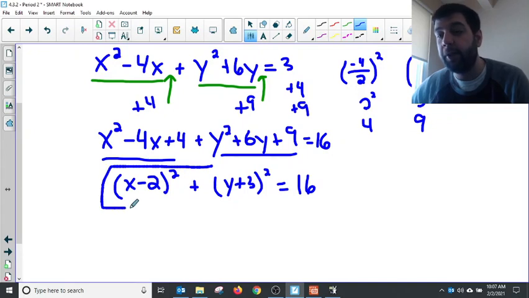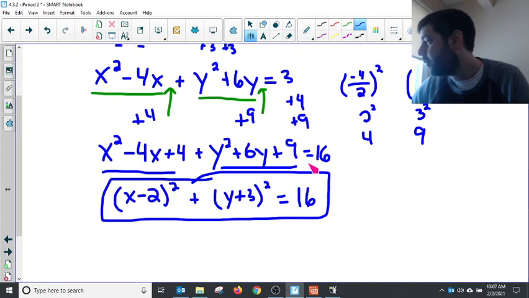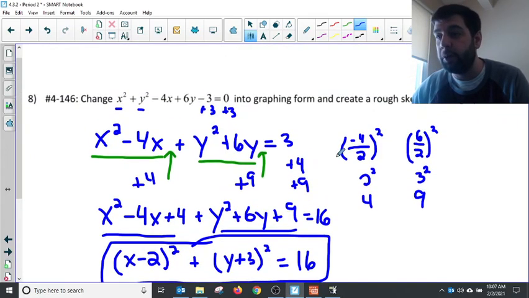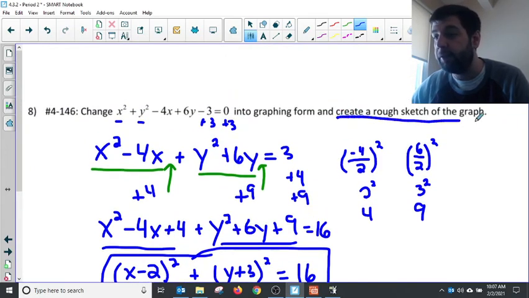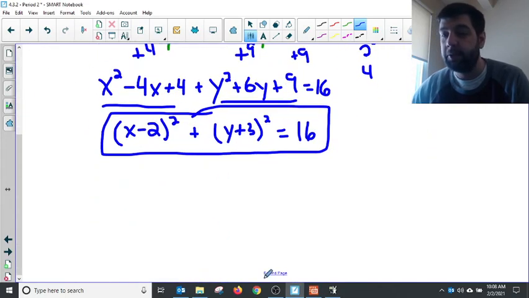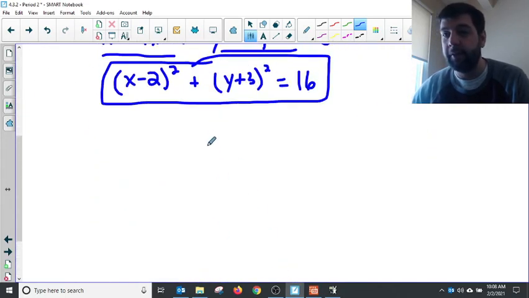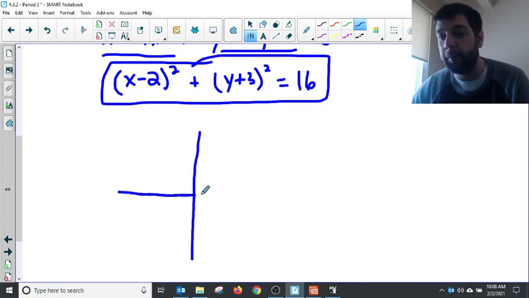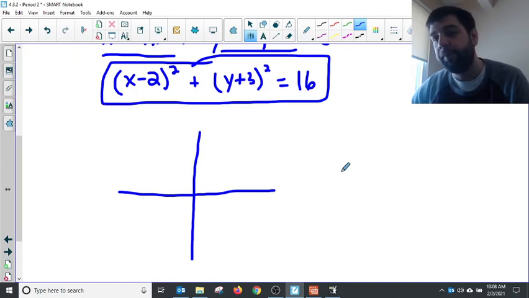Okay, so this is the first part of the question that says write it in graphing form. Second part of the question says create a rough sketch of the graph. Okay, so as I look at this graphing form, a rough sketch, remember, I think I've said this enough, a rough sketch is just one you could do on like a blank white sheet of paper. We got accurate, important points, but otherwise you're just kind of looking at the general size and shape.